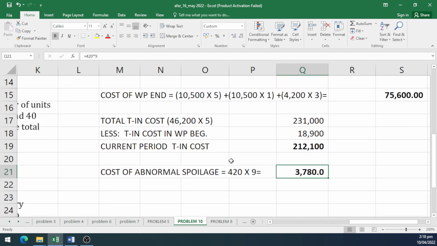So here's the computation. Total transferred in cost. Yung EUP natin is 46,200. Unit cost 5. So 46,200 times 5, 231,000. Less the transferred in cost in work in process beginning 18,900. This is the current period transferred in cost, 212,100. Yan po ang ating spoilage, normal, abnormal, detected at the end of the process.